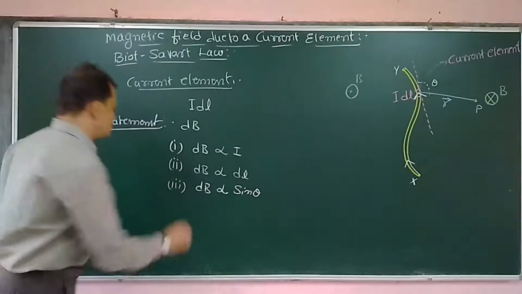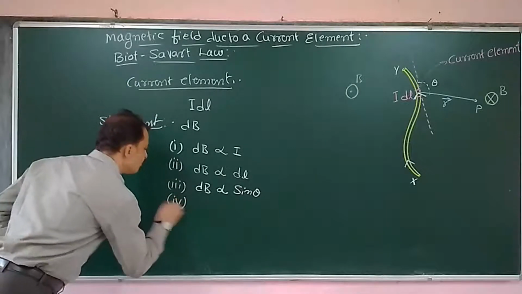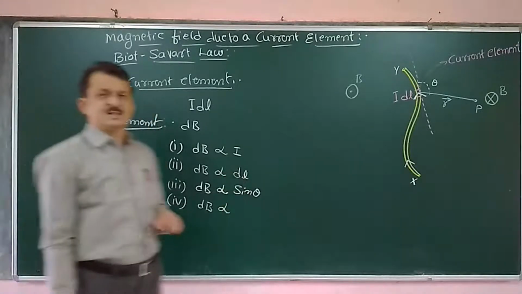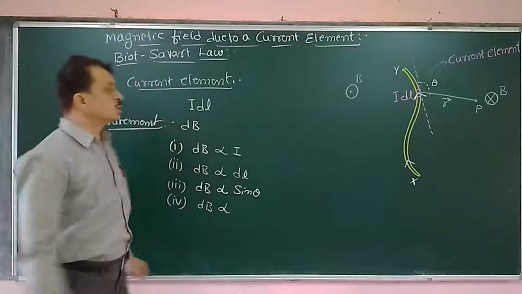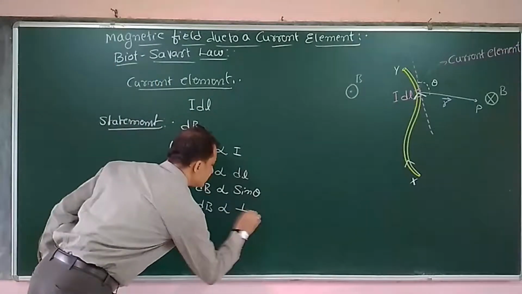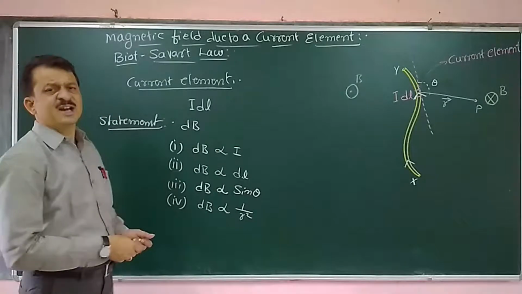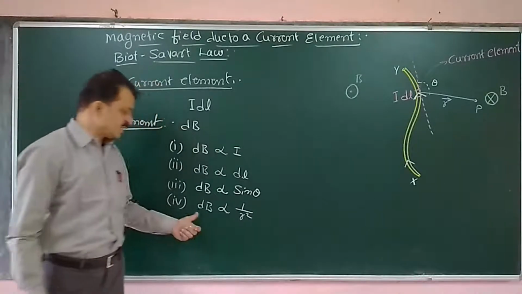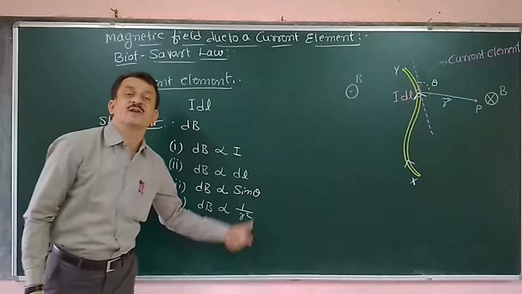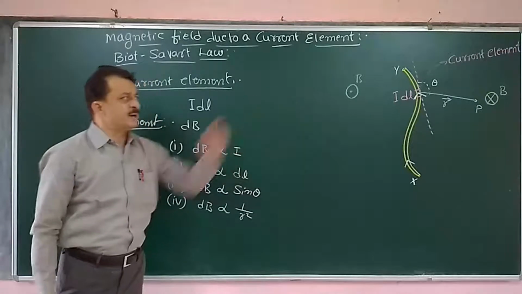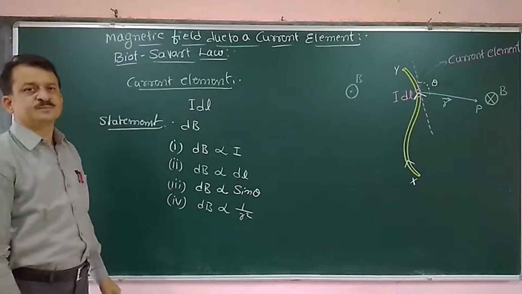We have one more point, that is the magnitude of the magnetic field is inversely proportional to the square of the distance of the point from the current element. It is inversely proportional to the square of the distance of the point from the current element, that is r square.